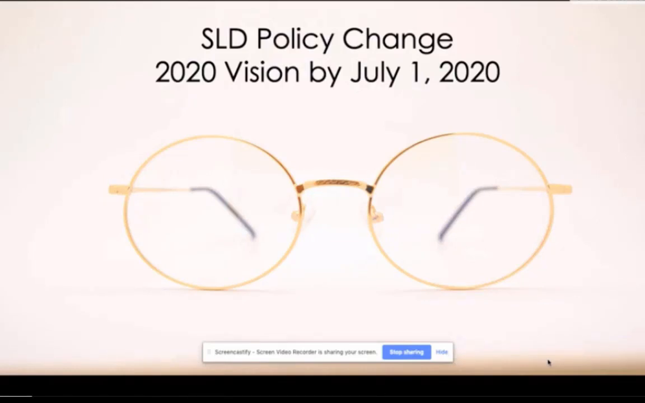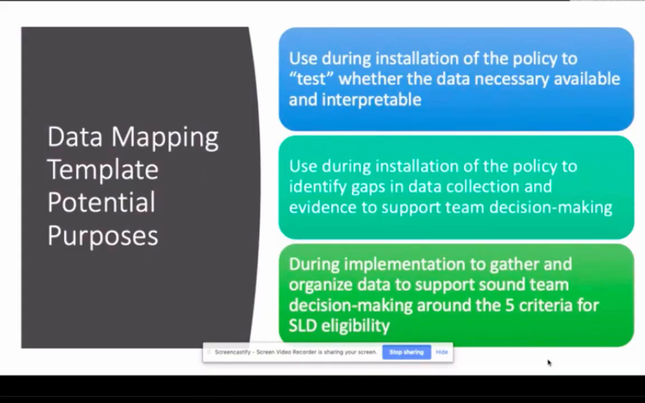data mapping template as a resource for IEP teams when an evaluation has been initiated for a student suspected of having a specific learning disability. The intent of this webinar is to orient teams to the data mapping template. The data mapping template is a tool intended to support teams in organizing data and other relevant information and align this data with the required criteria for SLD identification within the 2020 policy.